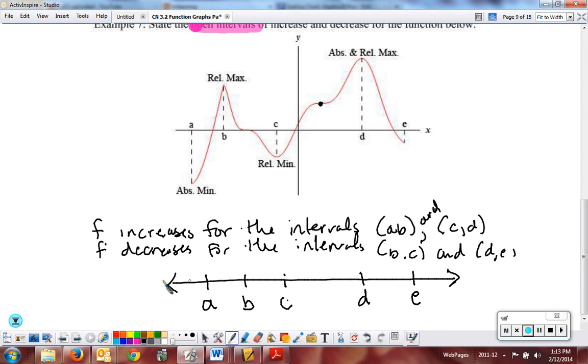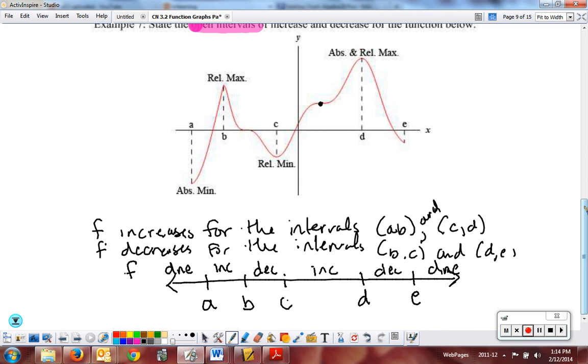So on this little chart, we could go, f does not exist over there, discontinuity. What's happening at A? It's going to start increasing. Now I'm going to leave that off because I'm really more concerned about the open intervals for which it happens. So it increases, then we decrease, then we increase, then we decrease, and then we do not exist. That's your quote-unquote sign chart for increasing and decreasing.